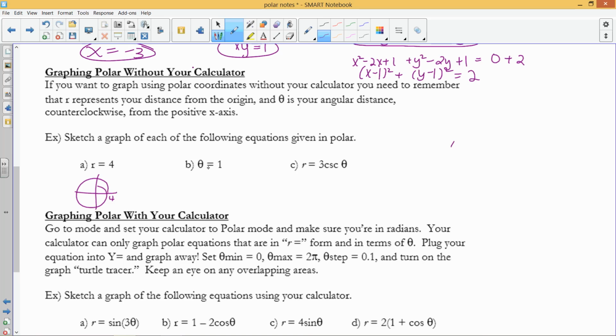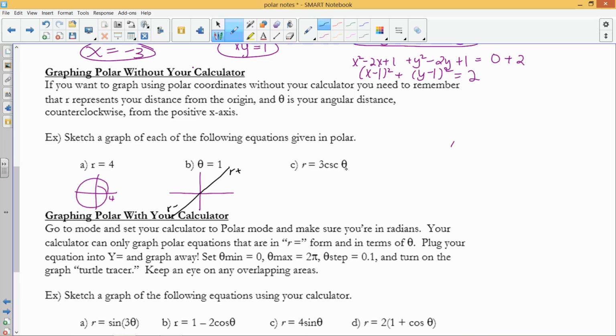Well, that's just going to be a circle with a radius of 4. Theta equals 1 means you're going to stay 1 radian away from the positive x-axis. So if I'm 1 radian away, 1 radian is 50 some degrees here. So if I'm 1 radian away from the positive x-axis, that's going to be up here if r is positive, or down there if r is negative. So this part of the line is for positive r's, and that part of the line would be negative r's. So theta equals 1 is really just a straight line.